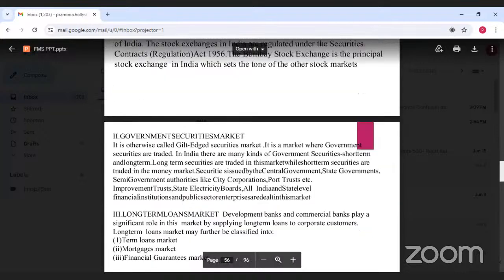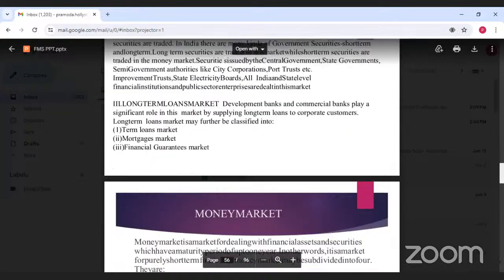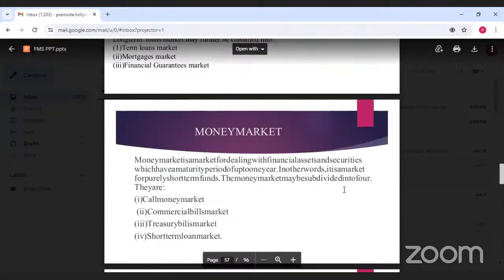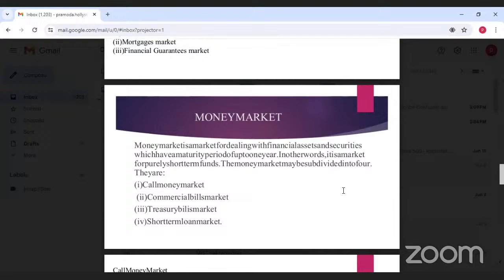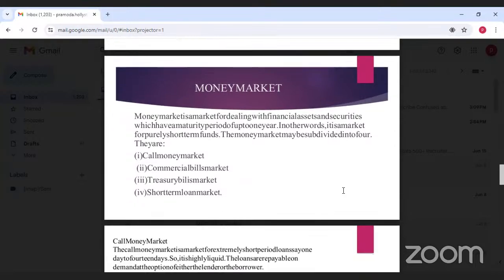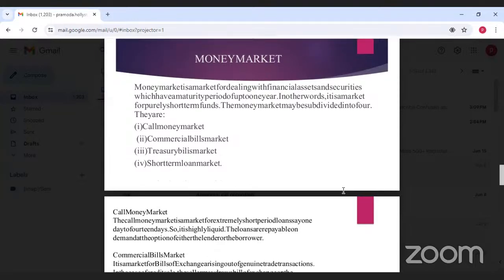Yes, ma'am. How many instruments are there in the money market? There are four, ma'am. Whatever we have studied, that is called the money market: the commercial bill market, we discussed treasury bills, and we discussed the short-term loan market.